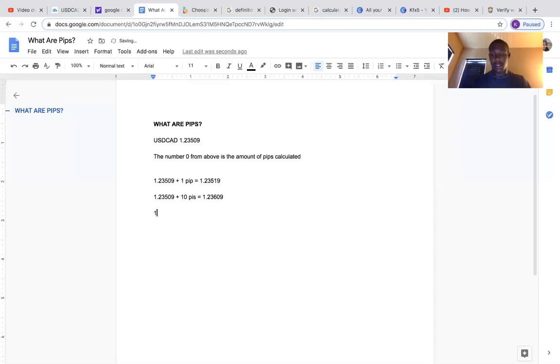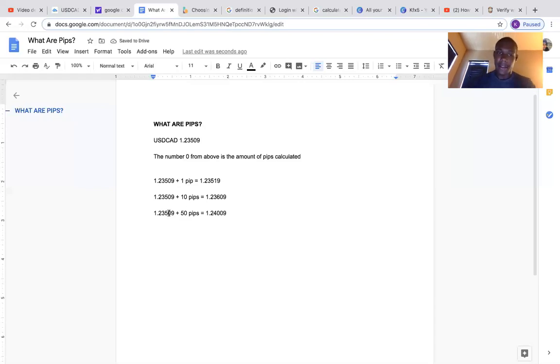Let's say you wanted to add 50 pips. You were going for a long trade, plus 50 pips, right? I put pips, let me fix that. 50 pips. That would equal 1.24009. The original number is 509, but now it's 50. So this is going to have to be a 4. It's straight up going to be 400. 1, 2, 3, it's not even going to be 3 anymore. It's going to be 1, 2, 4, 0, 0, 9.